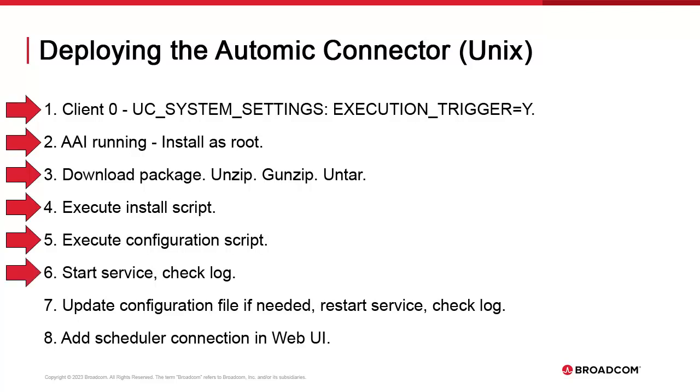Next, we use the systemctl command to start the connector. Systemctl comes with a number of options: start, stop, restart, status, and enable. Then we check the log to make sure the connector is talking to AAI. If you make a mistake during the configuration, you can update application.yaml manually. We'll show the file. Finally, we add the scheduler in the AAI web UI version 2, so that the connector is able to acquire events and definition data from Automic Automation.